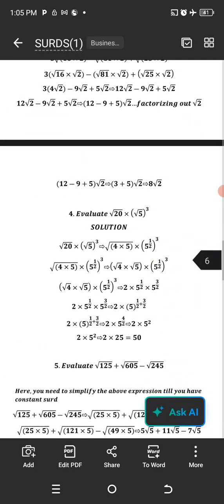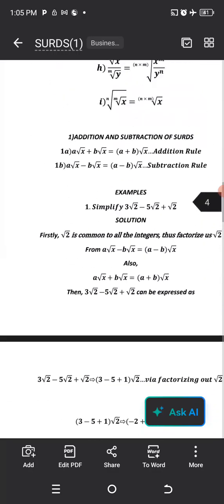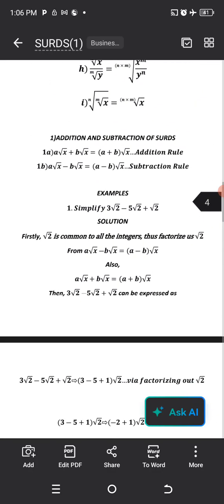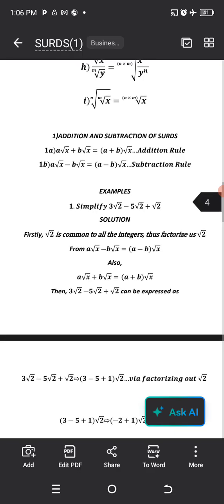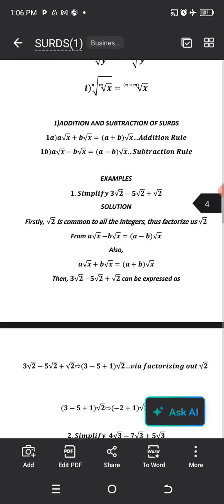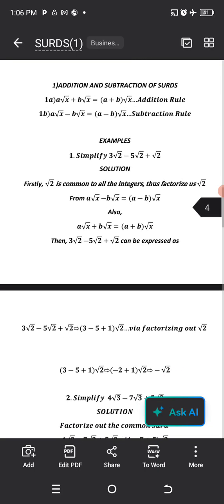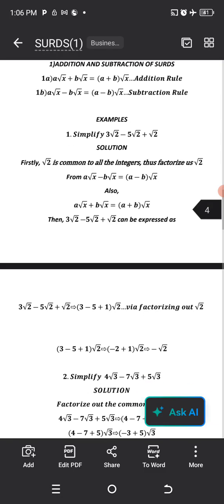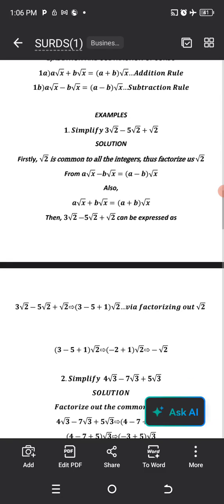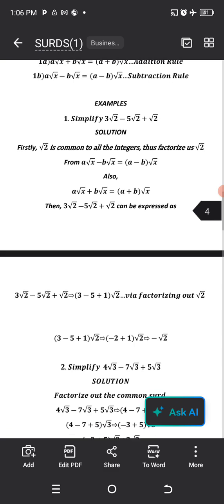So what is the expression in question 1 saying? Simplify 3 root 2 minus 5 root 2 plus 2 root 2. You can see we are having 3 expressions here: 3 root 2, 5 root 2, and 2 root 2. So don't panic with this. It's even the simplest question here. Once they have a constant surd there, which is root 2, factorize it out. Sure you get it now. So as said here, firstly, root 2 is common to all terms. Thus factorize out root 2.